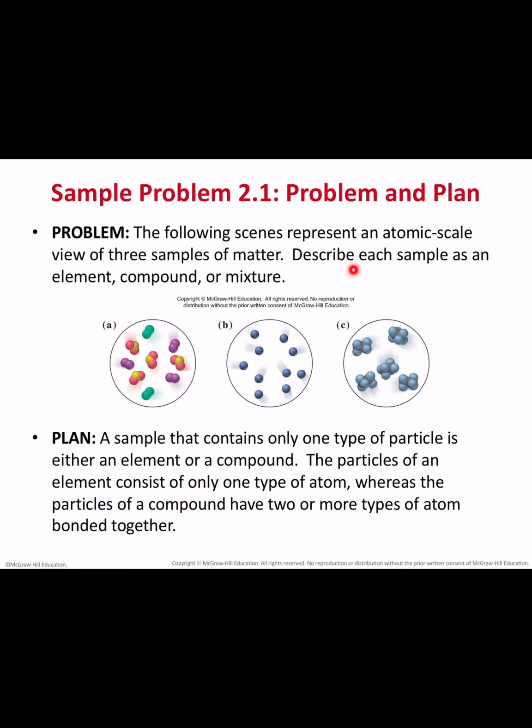The following scene represents an atomic scale view of 3 samples of matter. Describe each as an element, compound, or a mixture. So this first one is a mixture. You can see molecules, right? 2 different types of molecules. You can see a compound, so obviously this is a mixture.